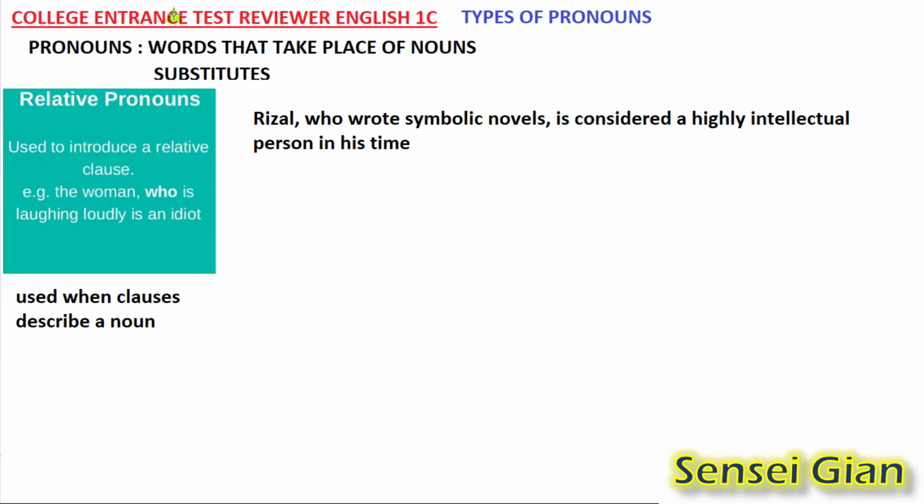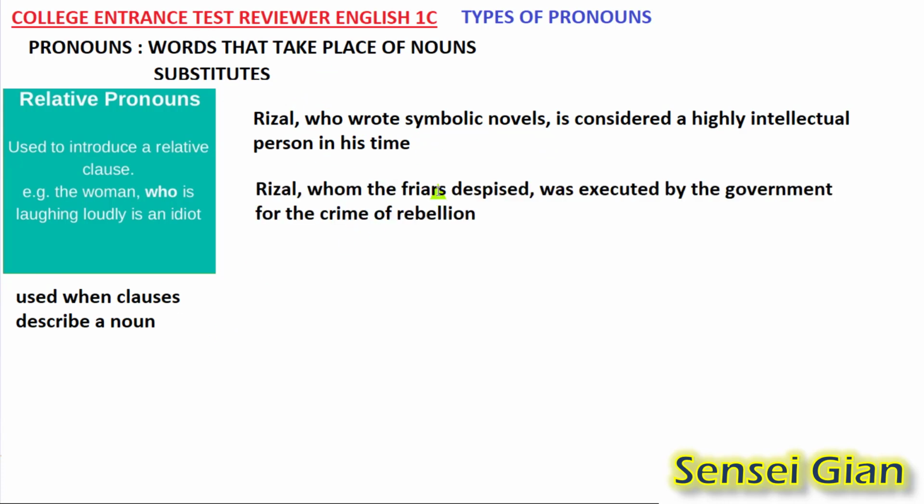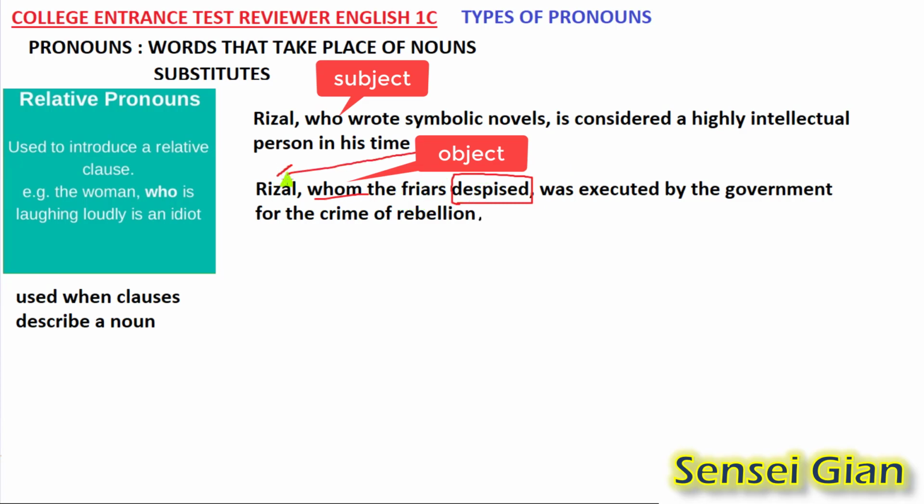How about if we want to use the word whom? How about this: Rizal, whom the friars despised, was executed by the government for the crime of rebellion. You can use whom here because he is the target of the word despised by the friars. The friars are the subject in this clause, but the word despised is targeted to Rizal. Here, it's Rizal who wrote the symbolic novels. Here, Rizal is the target of the word despised by the friars. So that's the difference between who and whom.